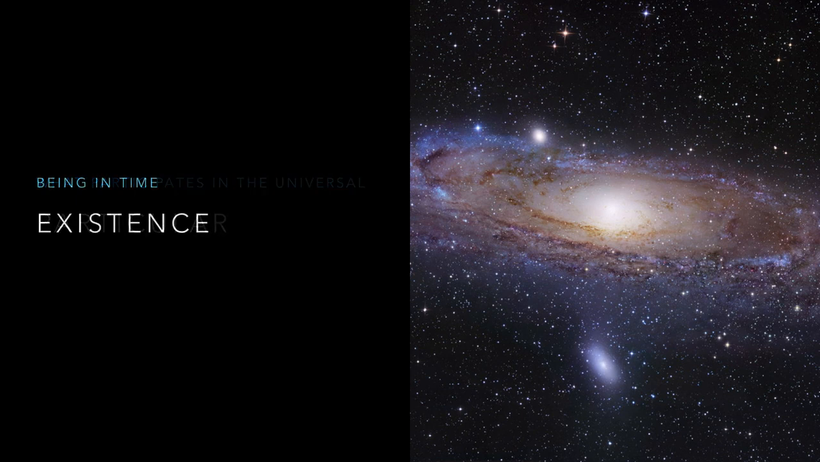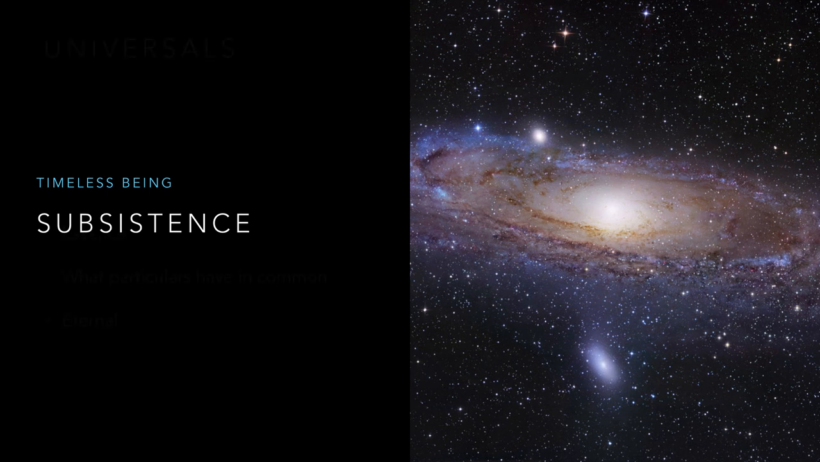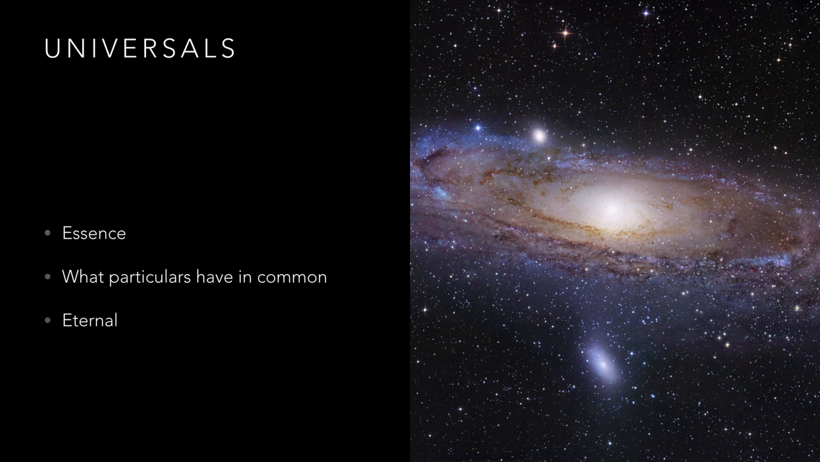Now, particulars have existence. That means they have being in time. They come, they go. At one point they don't exist, then they exist, and after a point they cease to exist. But universals are different. Universals don't have existence, they have subsistence. And this is timeless being. That means that the universal is unaffected by whether the particulars exist or not. So we had some descriptions about what universals are not. Well, this is what they are. Universals are essences. They are what particulars have in common, and they're eternal.